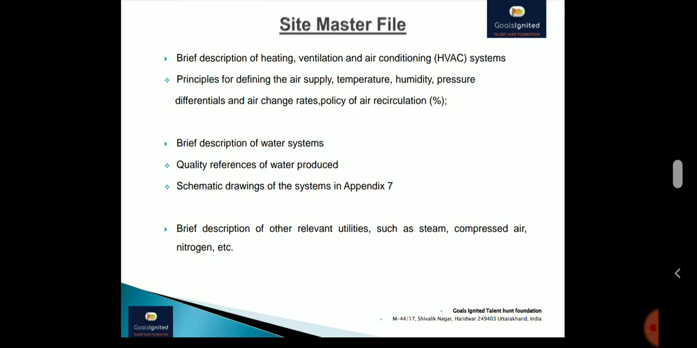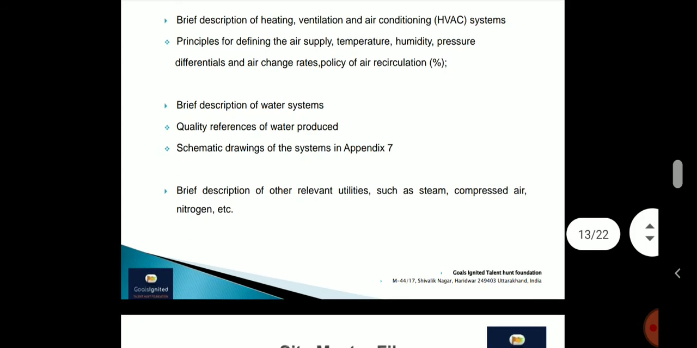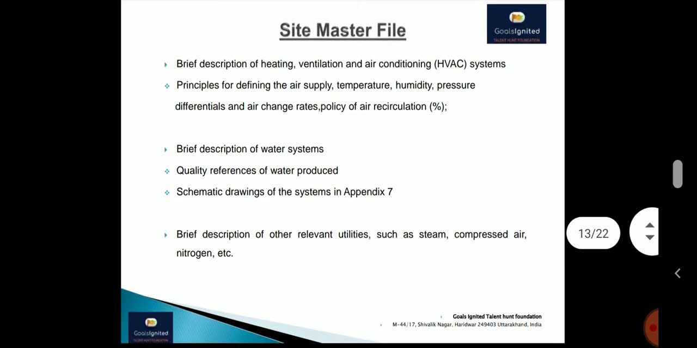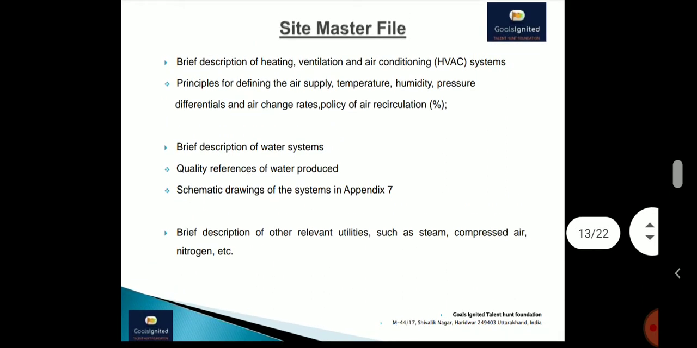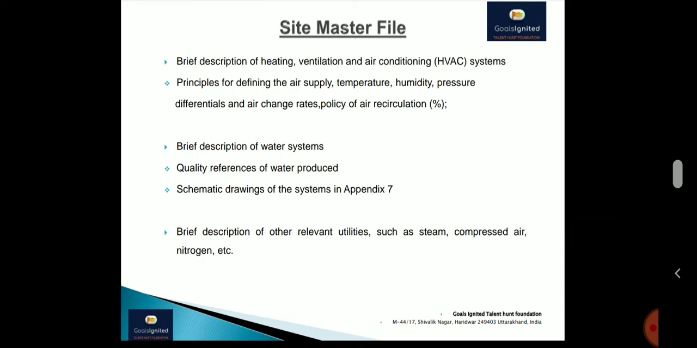Then we come to the description of the water system: which quality of water you are producing, what the treatment steps are, and what the controlling or monitoring steps of the water system are, shown in the schematic diagram of the water system. And other relevant utilities like compressed air, nitrogen gas, how many DG sets, what power supply is sanctioned by the government, whether you run the plant in 2 shifts or 3 shifts, everything should be mentioned in the site master file.